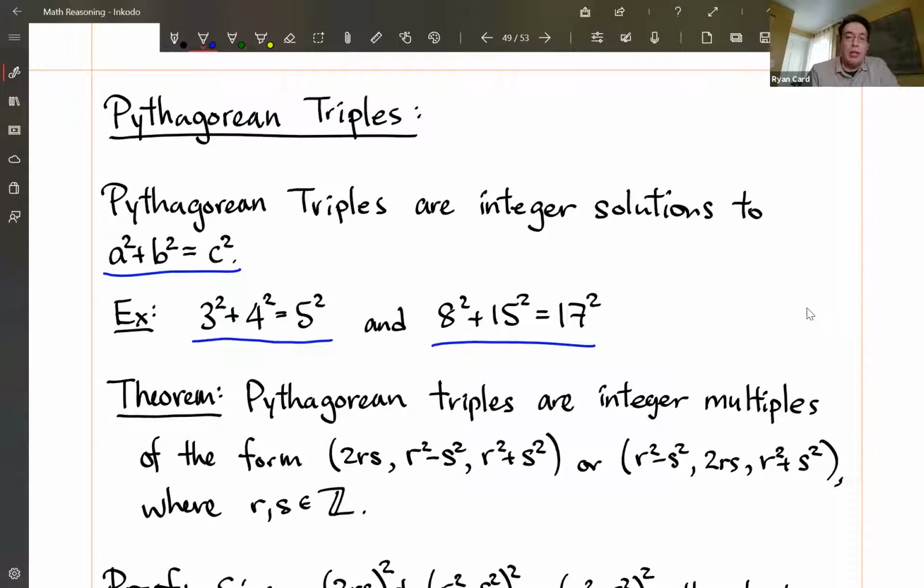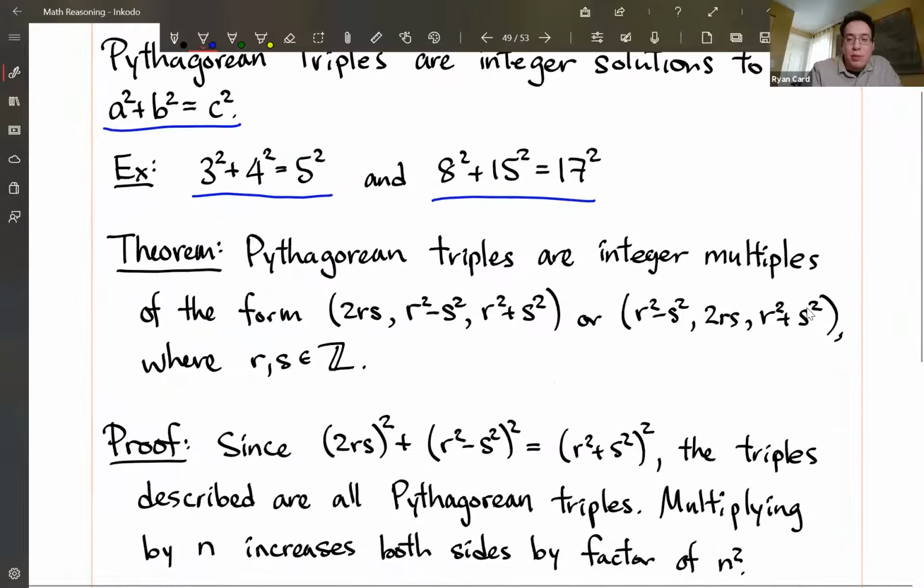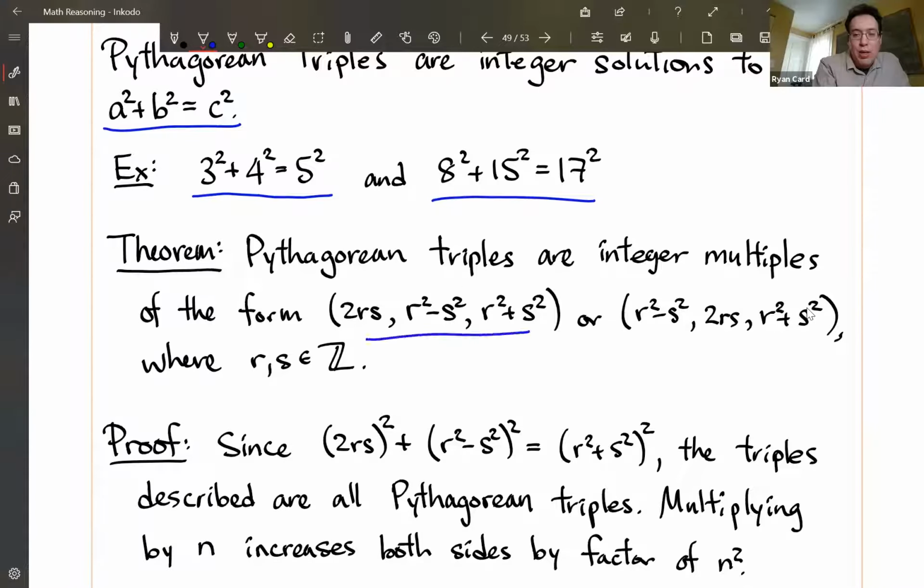And I would like to present a theorem that characterizes all of these triples. So here's the theorem statement. Pythagorean triples are integer multiples of the form 2rs, r squared minus s squared, and r squared plus s squared. Or this other form, but you can see that they're pretty much the same.